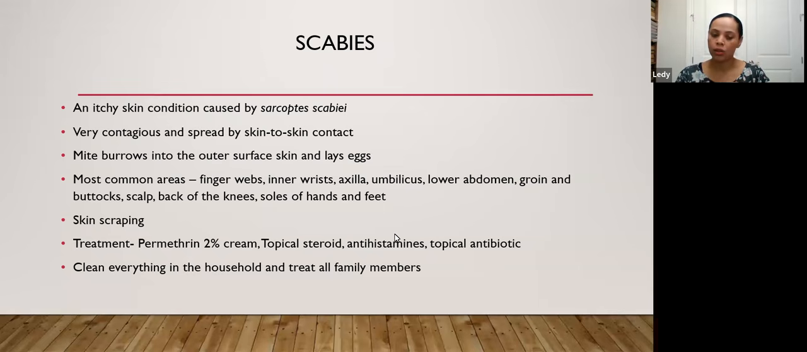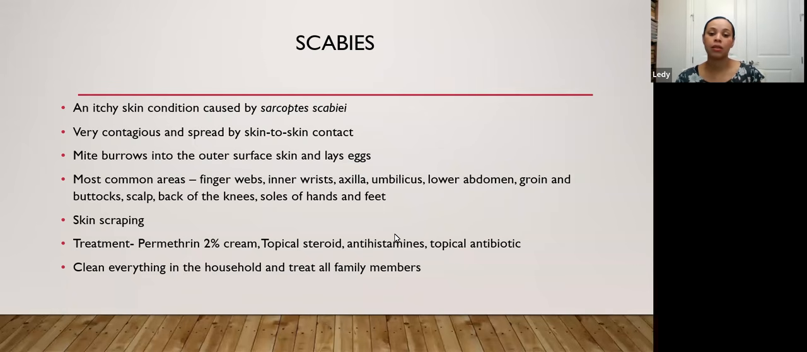Again, you could do a little skin scraping and see it under the microscope. But the treatment here is going to be permethrin 2%. So remember what I told you? There's a difference between the 1%, which I usually use for head lice. For scabies, you're going to use permethrin 2%.